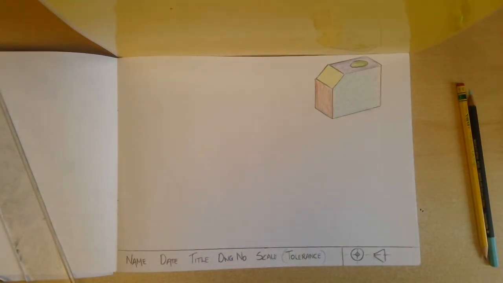For National 5 and higher, you could be asked for information that could be included in the title box. So name, the name of the designer or the draftsperson who has done the drawing. Date is very important. We always want to make sure we are using the most recent drawings in case there has been any updates or edits. Title, what is it you're actually drawing?